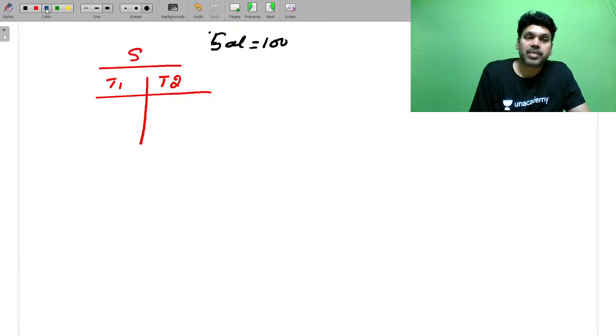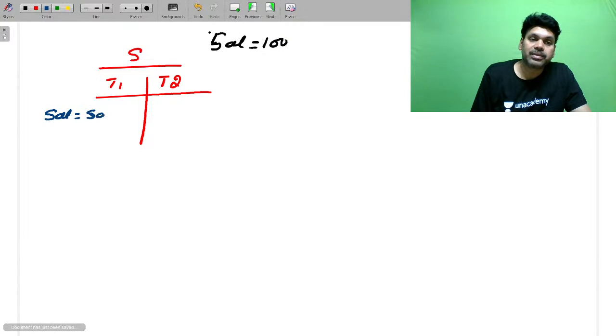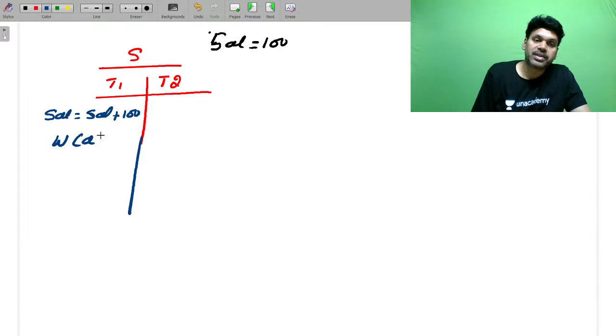Now T1 starts modifying: sal is equal to sal plus 100. So it is performing a write on sal, and this is not committed. Now observe carefully, this is in a buffer. Now the value goes to 200.